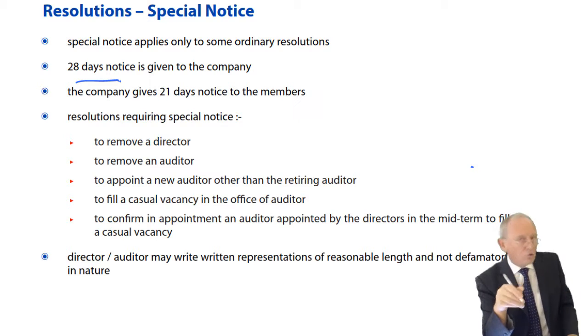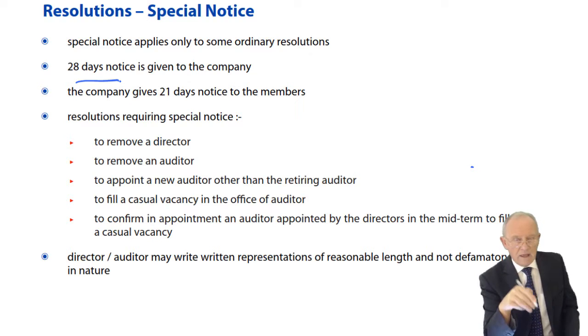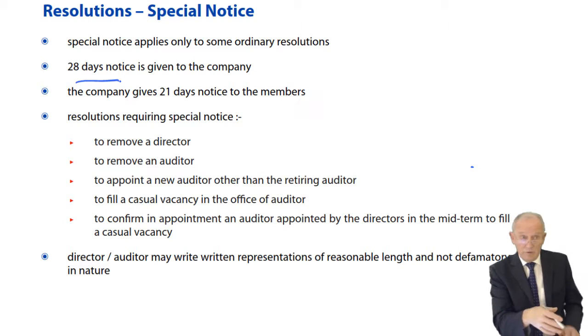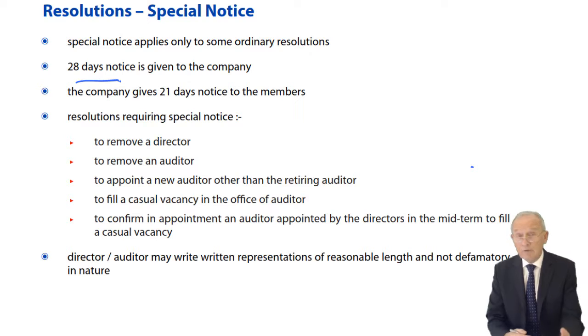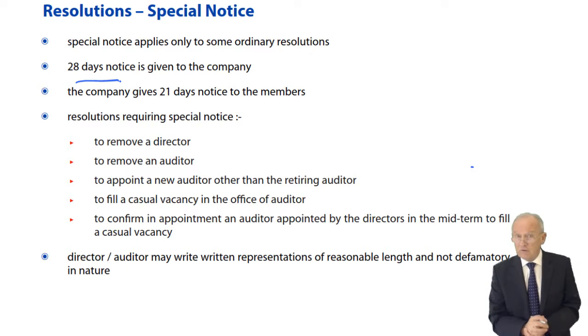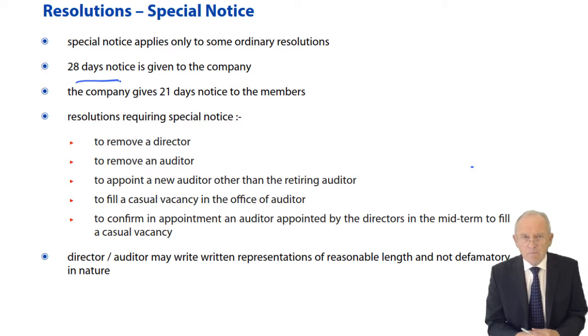Because the most common reason why we have ordinary resolutions with special notice is to remove a director before the next annual general meeting. So remove him partway through. Or to remove the auditor before the end of their current year of office. Actually, to remove them, to vote them out of office. It's a big thing, it's a big deal. And so these directors and auditors, as the case may be, have the opportunity to make written representations of reasonable length and not defamatory in nature.